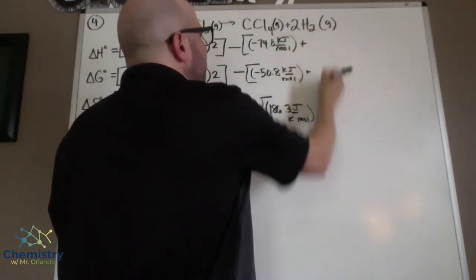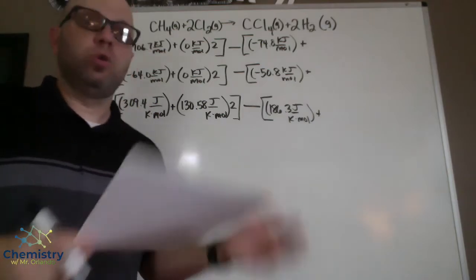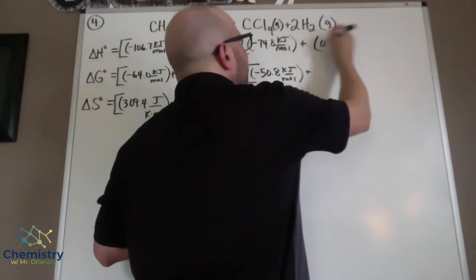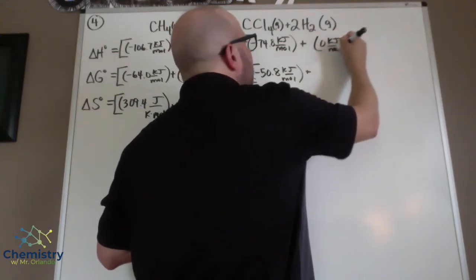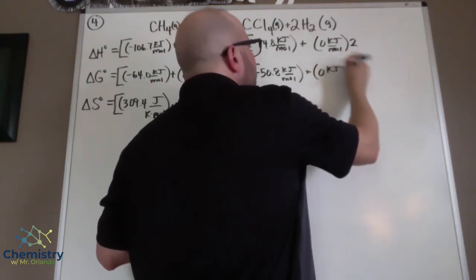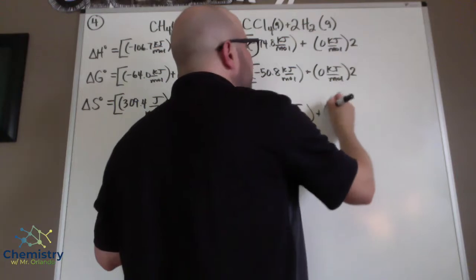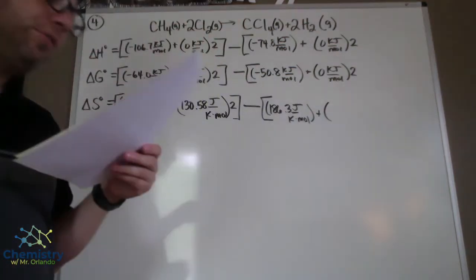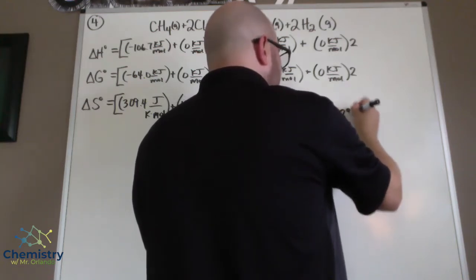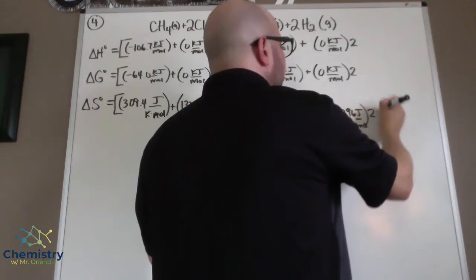And they're on the same side, you add them. So I'm going to add the value for chlorine. Chlorine is another element in its natural state. So it's going to have 0 kilojoules per mole for delta H, multiplied by 2. It's going to have 0 kilojoules per mole for delta G. Again, multiply it by 2. And then the value for S is 222.96 joules per Kelvin mole times 2.